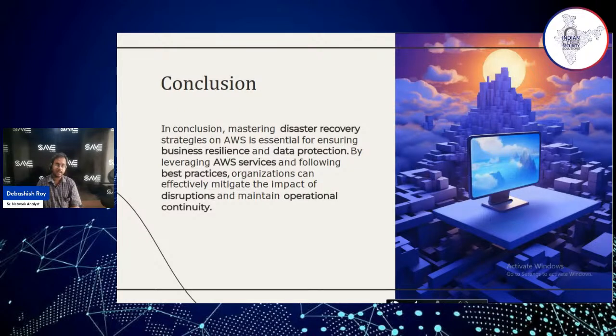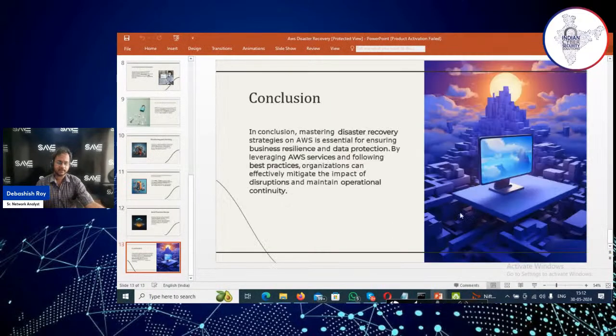By leveraging AWS services and following best practices, organizations can effectively mitigate the impact of disruptions and maintain operational continuity. Yes, that is very important. You have to maintain the continuity of your operations. So whenever you are doing any data migration, a suitable backup strategy and disaster recovery strategy is paramount for you. So this is how we understand the migration strategies theoretically.